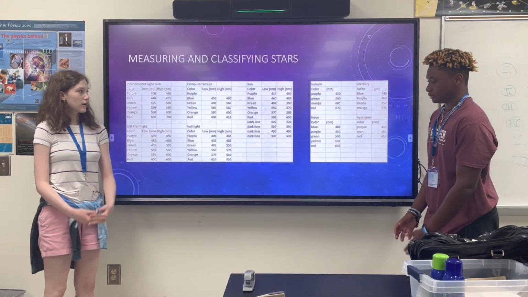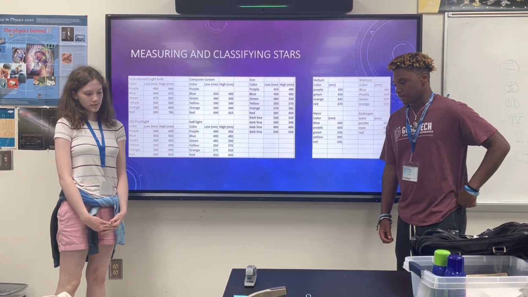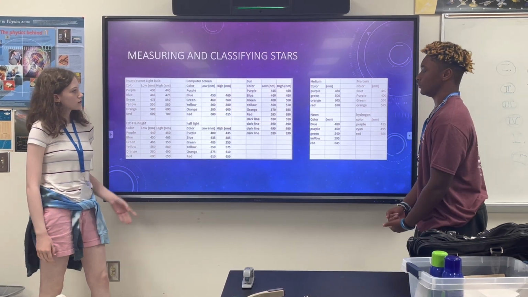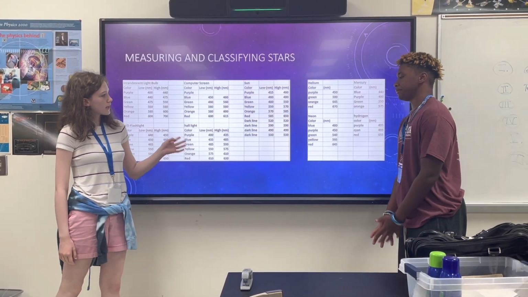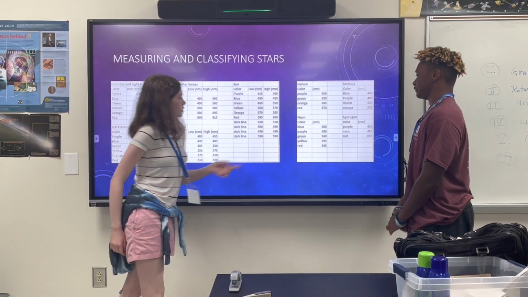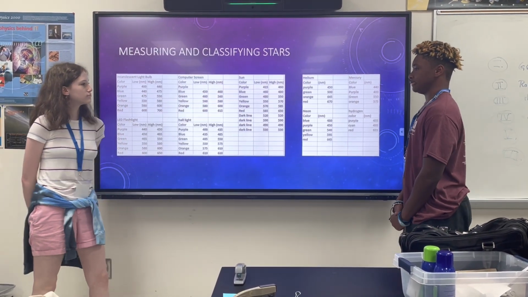Something that we can use to help us classify stars is spectroscopy, which is when we look at the line spectra of stars. And we can use that to see what stars are made of based off the colors they emit, such as helium and hydrogen, which are both found in stars such as the sun.